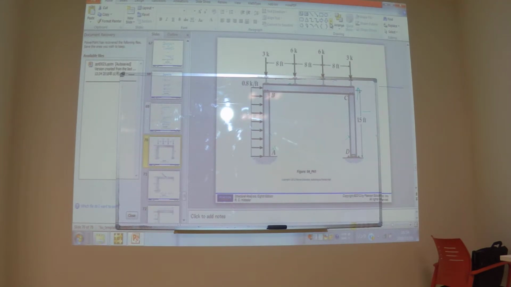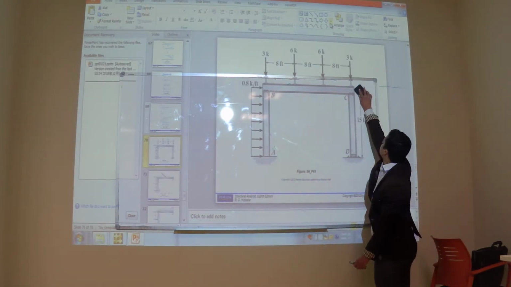It is 4-41. Assume the frame is pin connected at B, C and D and A is fixed. Draw the free body diagram. Assume the frame is pin connected at B, C and D and A is fixed.